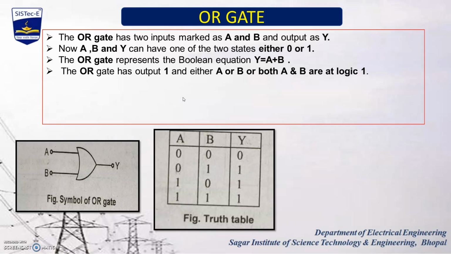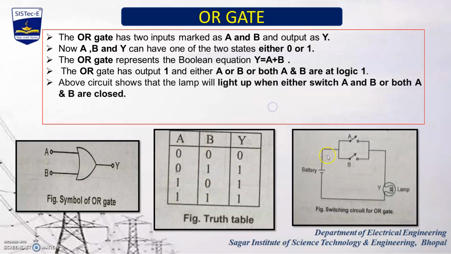Dear students, output of the OR gate is 1 in 3 cases, when any one input is high or both inputs are high. But when both inputs are low, then its output will also be low.